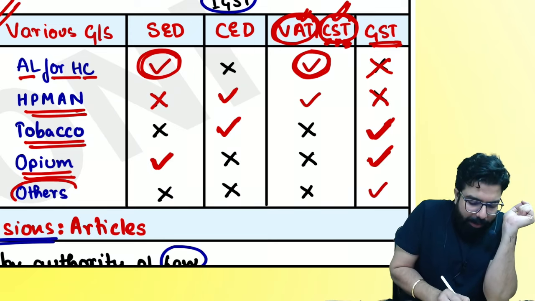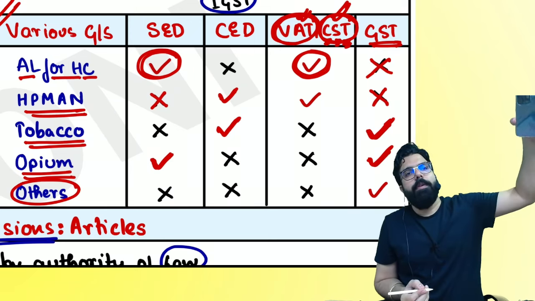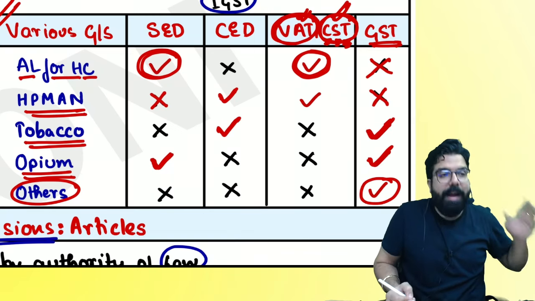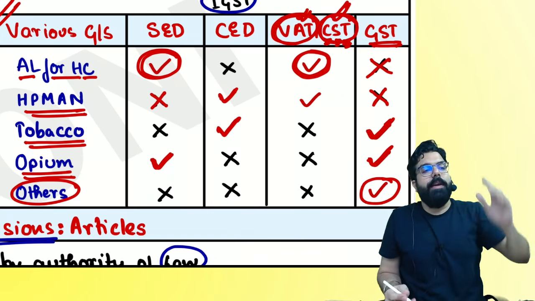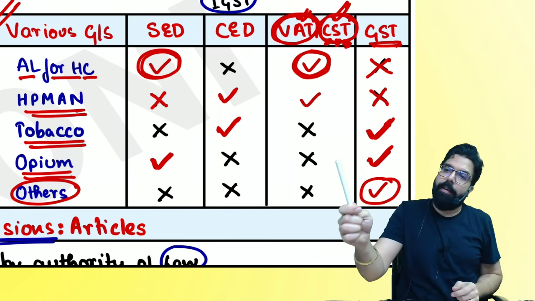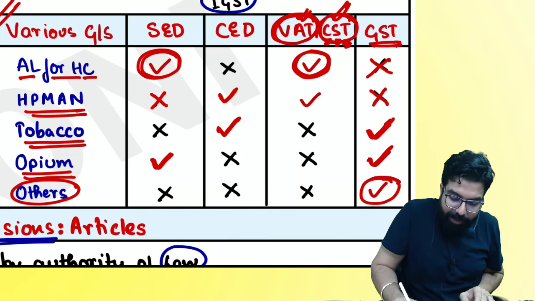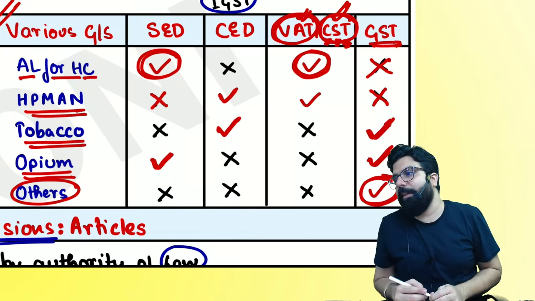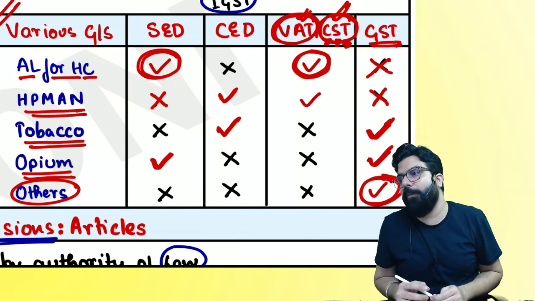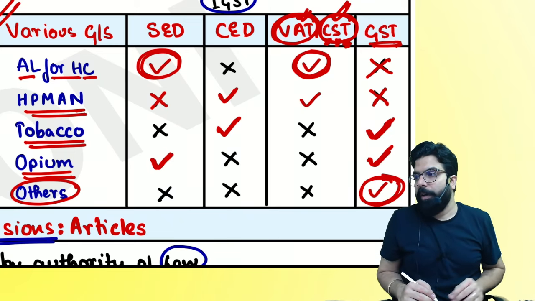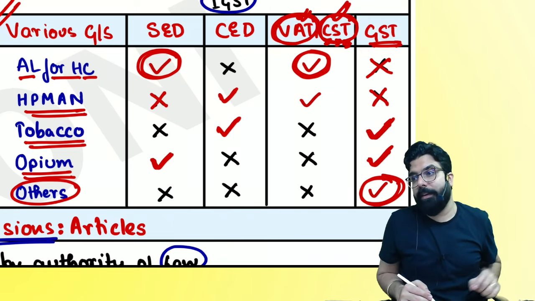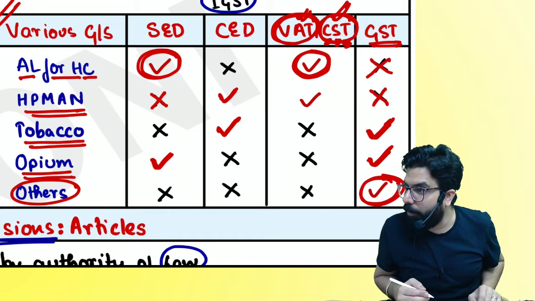And all other goods, my phone, what will come? GST. Only GST. Mike, what will come? GST. Pencil, what will come? GST. Only GST will come. Are we all clear, everyone? They can ask you in the exam, on various items, what are the various taxes on various goods. Are we clear? Can we go ahead, everyone? Next.